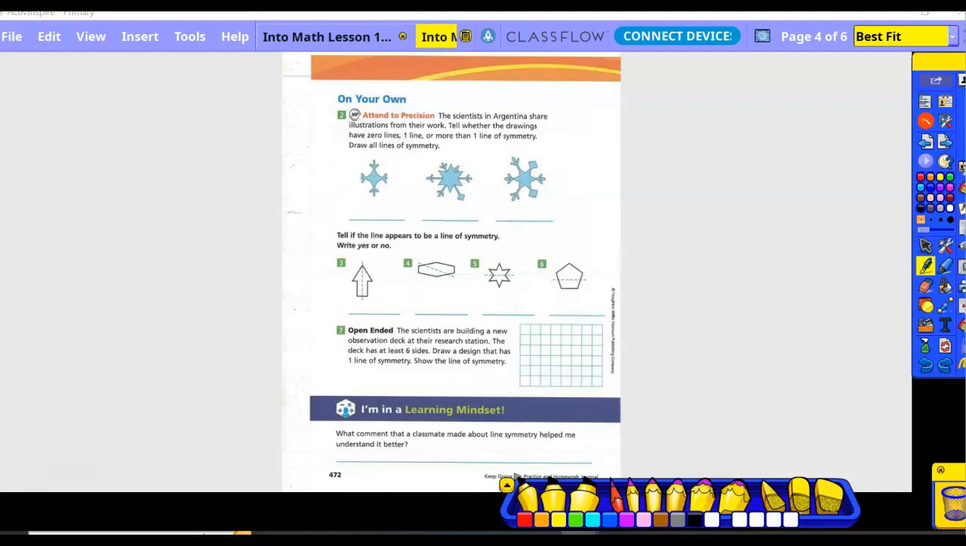Okay, so let's look horizontally first. Can we, left or right, put a line of symmetry for that first snowflake? Yes. Okay, so right here we can put a line of symmetry. So horizontally, we can draw our line, right? Okay, so we're going to do these on our own and then come back and check together later.